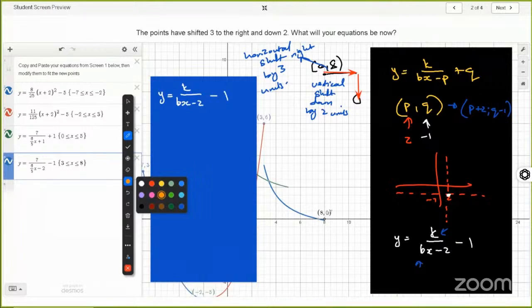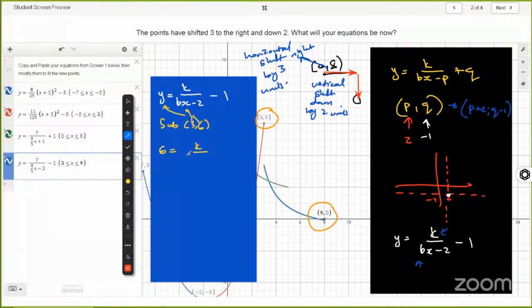Now I want us to go through 2 points, remember that? So we got (8, 0) and (3, 6). That's what we wanted to go through. So let's start with (3, 6). Okay, so if I substitute (3, 6) in here, then I gotta go 3 goes into x, 6 goes into y. 6 equals k over 3b minus 2 minus 1. That becomes 7 equals k over 3b minus 2. I now have an equation with b and k.